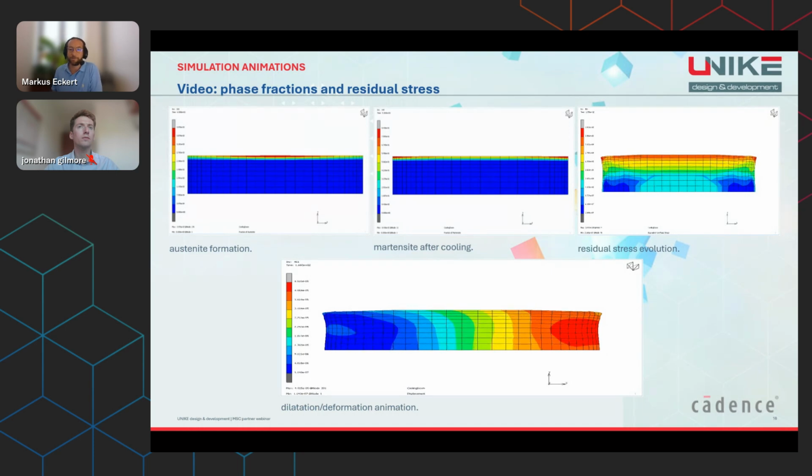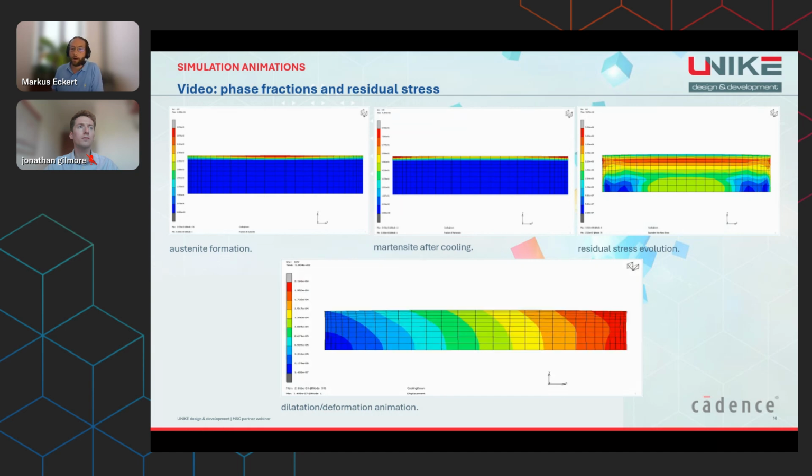In addition, the residual stress or dilatation animation makes clear that heat treatment is always also a structural process. Temperature gradients, phase transformations, and mechanical constraints generate strains, stresses, and potentially distortion. For coil design, this means that thermal target fulfillment is only part of the story. A valid process design also has to understand and assess the mechanical side effects.